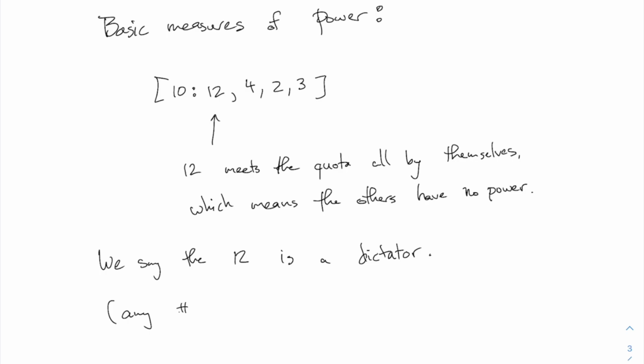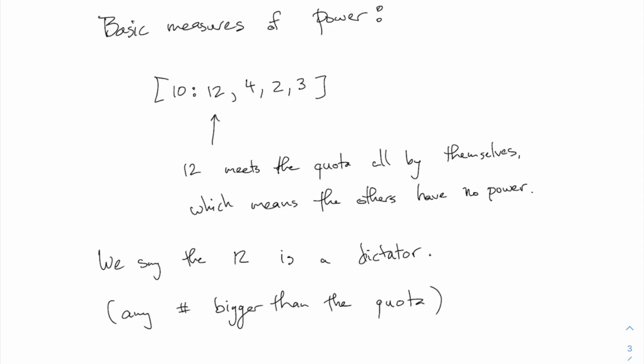Any number bigger than the quota. This is very easy to tell. Any number bigger than the quota is a dictator, all right? Can there be two different dictators? No, that doesn't really make sense for there to be two different dictators.